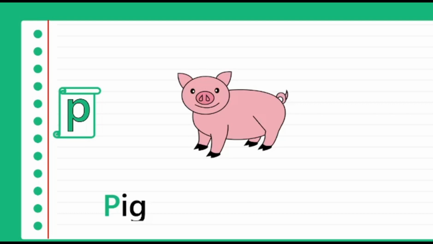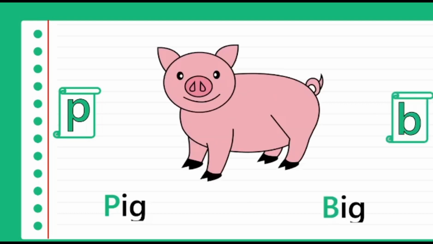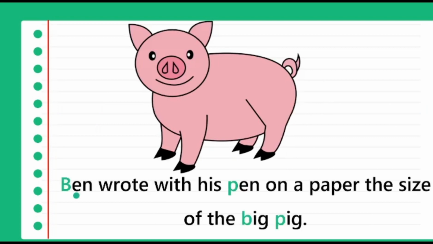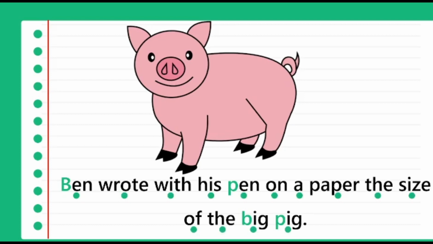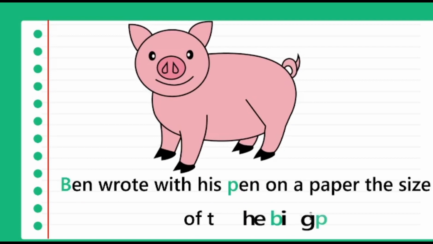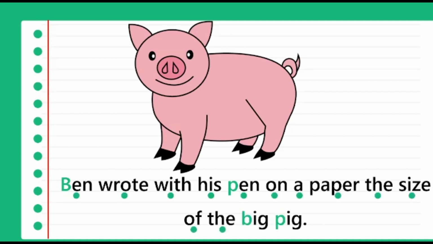Next words, we have pig, B, big. In the sentence, we have, Ben wrote with his pen on a paper the size of the big pig. Good. Now it's your turn. Correct.